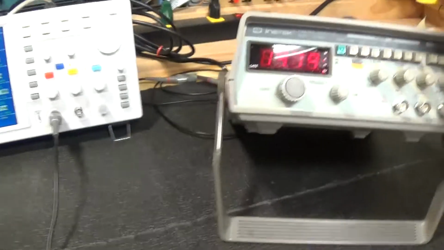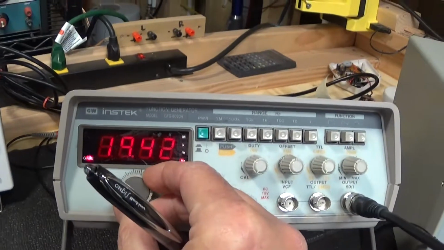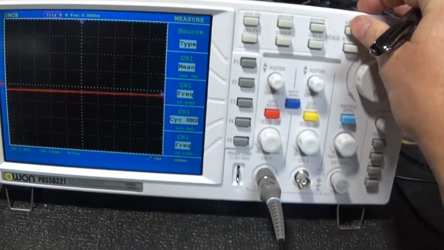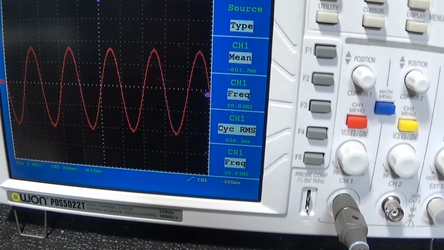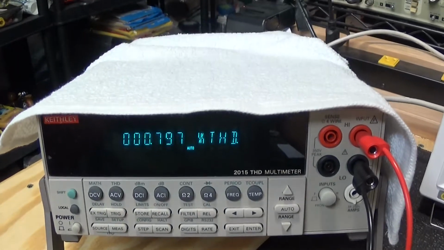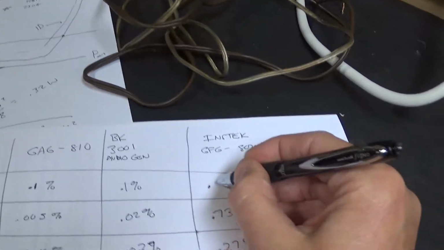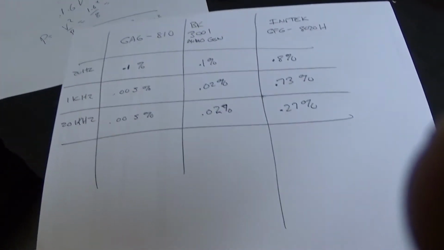Let's try 20 hertz. There we are, 19.4579. There's 20 hertz. Okay, we're at 20.03 hertz, and we're at 2.69 volts, and we're at 0.789. Really 0.8. 0.8%. So there we go.